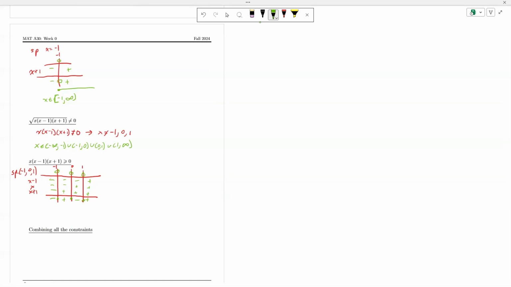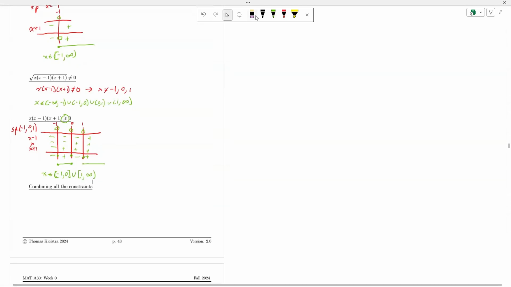Now, I want to know when I'm greater than or equal to 0. So include here up to here, include here and positive. So x is in minus 1, including minus 1 to 0, union with 1 to infinity. Now, we have our three constraints. We're now going to combine them.